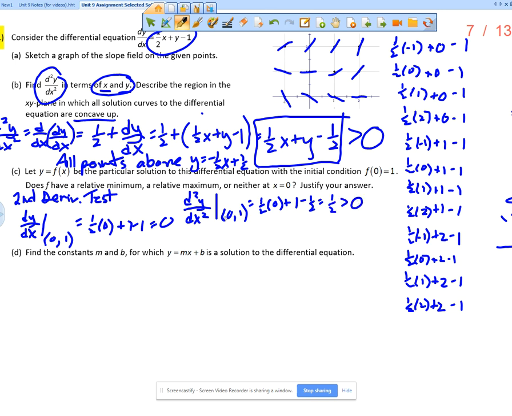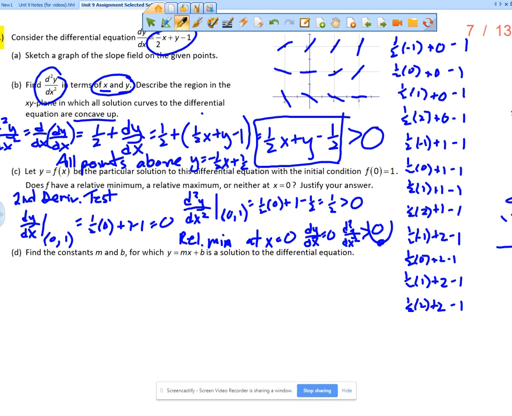Which is greater than 0. So if the second derivative is greater than 0, remember, it would look like this, right? Therefore, there's a relative minimum at x equals 0. Why? Because dy dx equals 0 and d squared y dx squared is greater than 0. All right, and lastly, D.